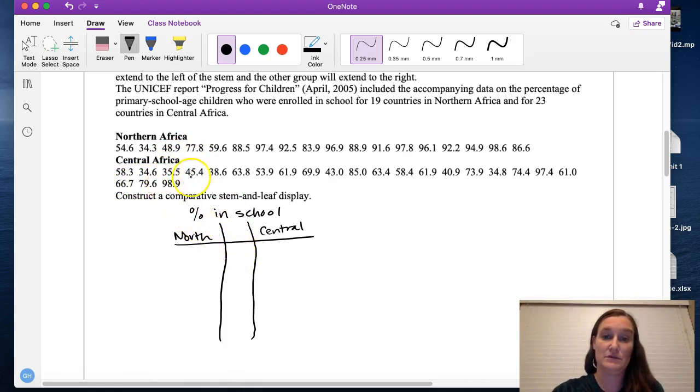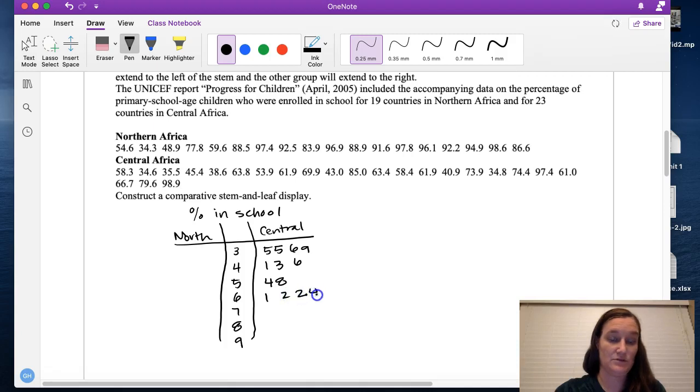So if we look at both sets of data, the smallest is 30 something. So we start with 3, 4, 5, and then the highest is in the 90s: 6, 7, 8, 9. And then I'm just going to list them, and I rounded them normally, I believe. So Central has two 35s, a 36, and a 39: 1, 3, 6, 4, 8, 1. And you can put commas between these leaves too, and we should have a key as well to have a good graph.